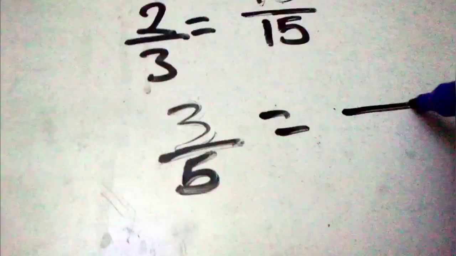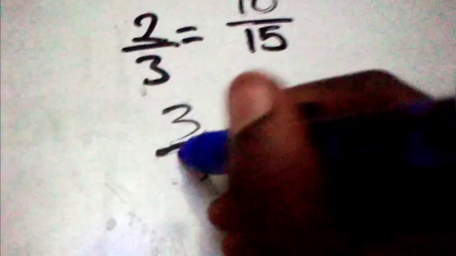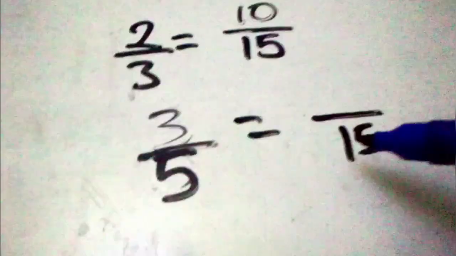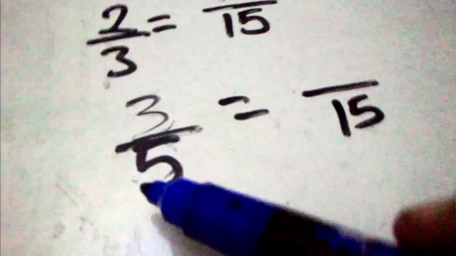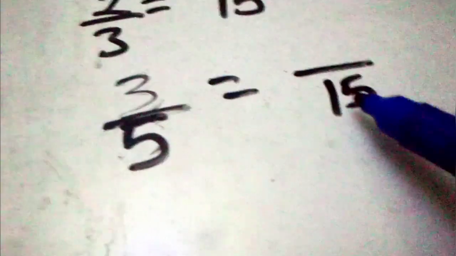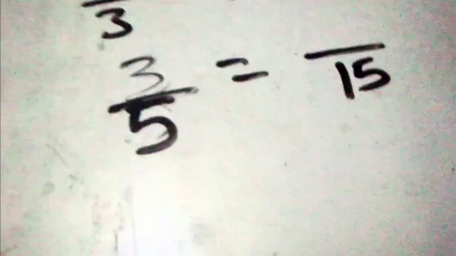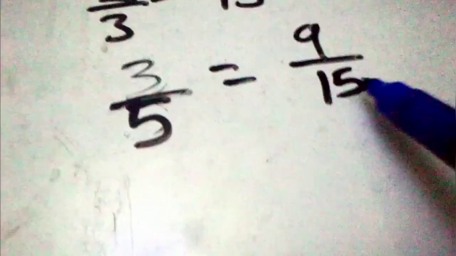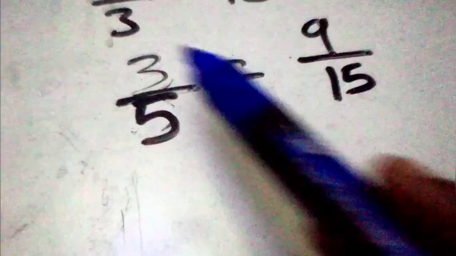Remember that our denominator will now become 15, which is the LCM. 3 over 5. So our denominator is 15. 5 times 3 gave me 15. Therefore, I'm going to multiply our numerator by 3. 3 times 3 will give me 9. Why am I saying it? I cross-check: 5 times what? What did 5 multiply into to give me 15? It is 5 times 3 that gave this 15. So the numerator will be multiplied by the same number.